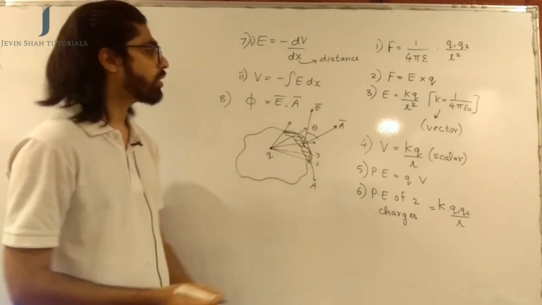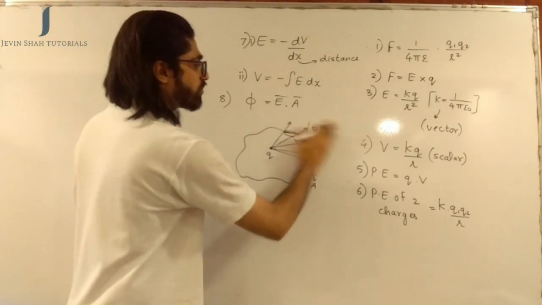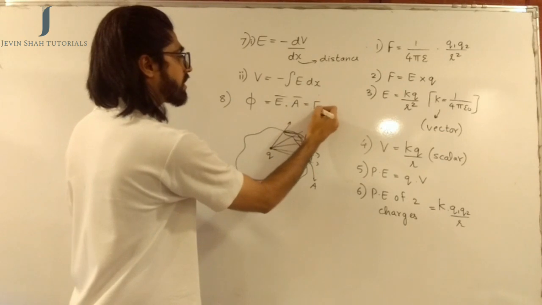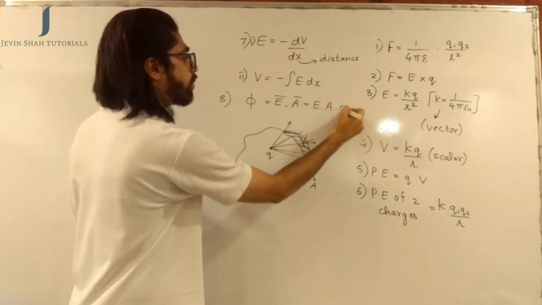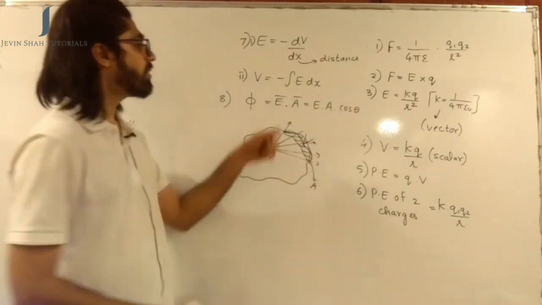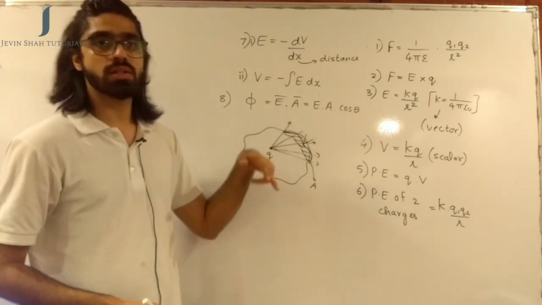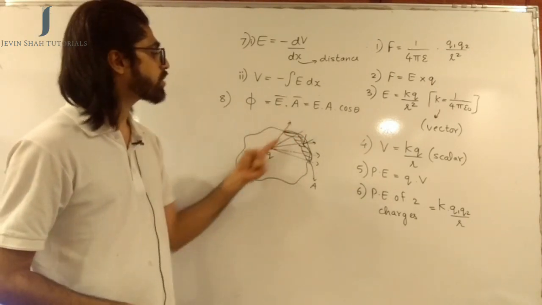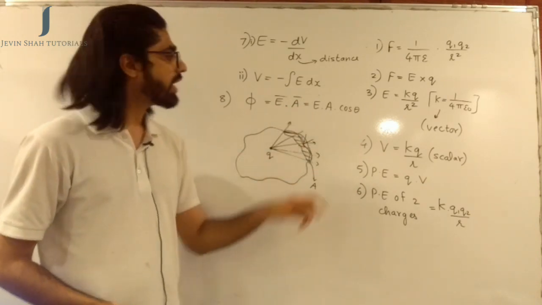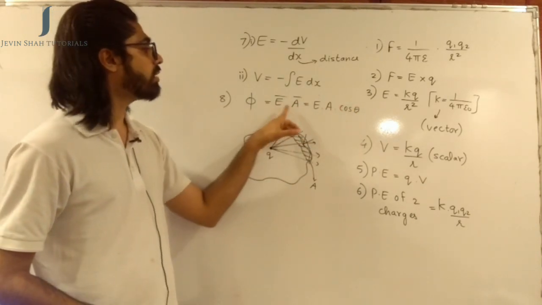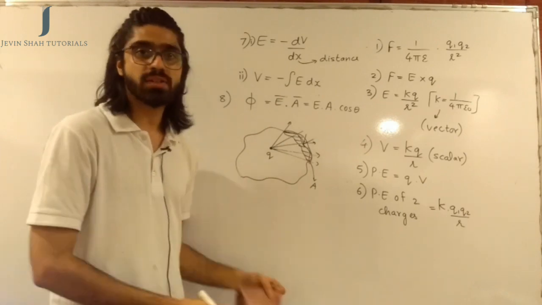And since it is E bar dot A bar, we can use the concept of dot product and say that electric flux is given by E into A into cos theta. Keep in mind what was E? It is the electric field intensity. A bar is the area through which the electric lines of force are going to come out, and cos theta, that theta is the angle between E and A. So that is called electric flux.